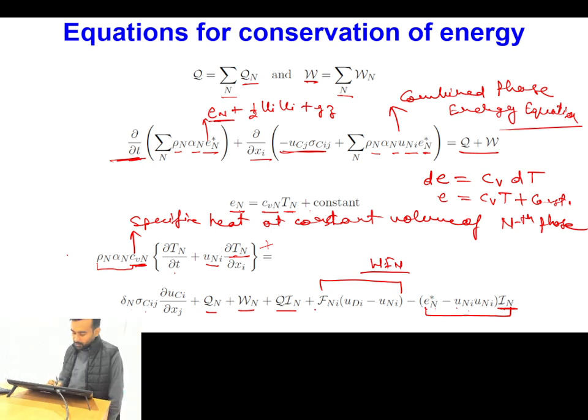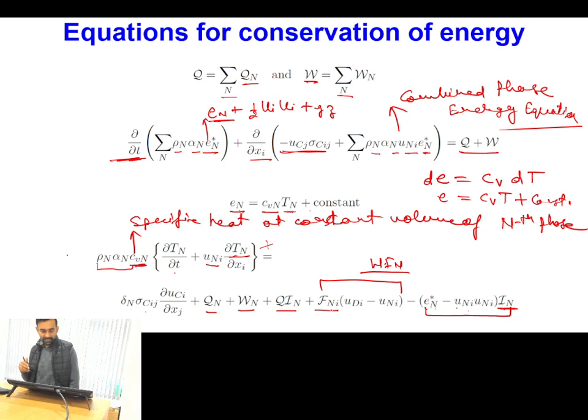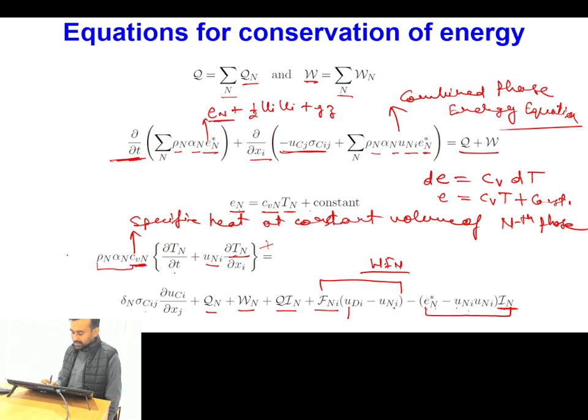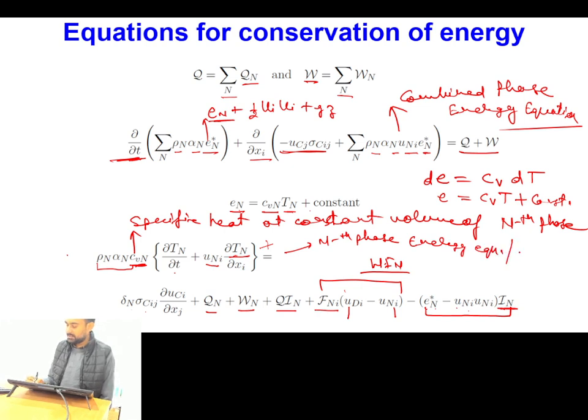So if I know that the force acting on the nth phase in the ith direction because of all other phases is Fni, and the relative velocity between the dispersed phase and nth phase is udi minus uni, then force into relative velocity will be my interaction. Is this one clear? So this is now the nth phase energy equation, but this nth phase energy equation is in temperature form.